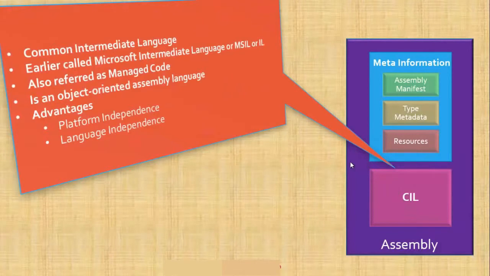And the most important part is CIL, Common Intermediate Language. When you compile your project, your source code will get converted to Common Intermediate Language by the language compiler. CIL is also frequently referred to as MSIL or IL. MSIL is an acronym for Microsoft Intermediate Language. CIL is very much similar to assembly language but is object oriented. The JIT compiler always uses CIL as a source and compiles it to machine language. This approach gives us two advantages: platform independence and language independence.